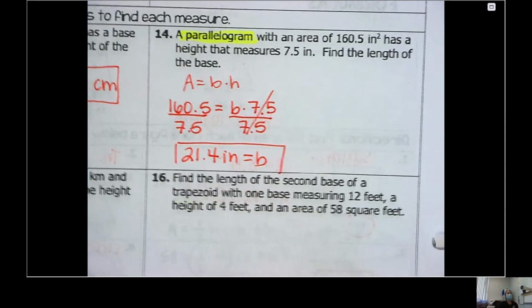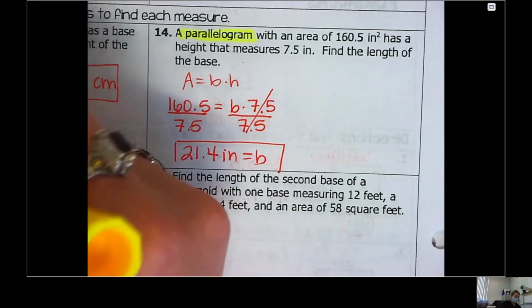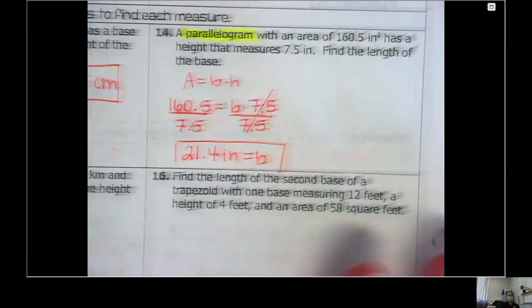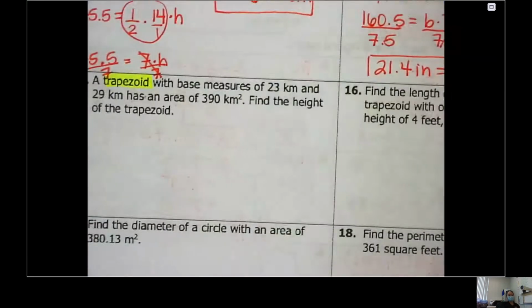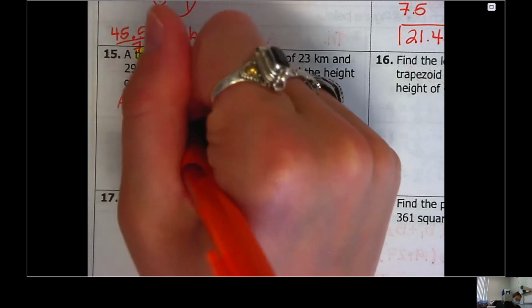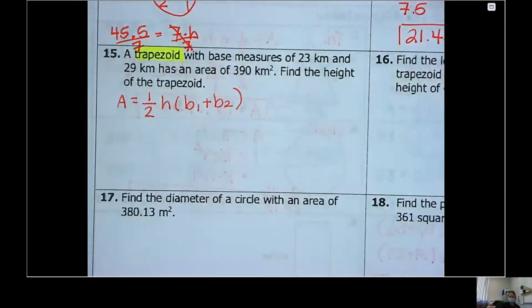Okay. Number 15. A trapezoid with base measures of 23 and 29 kilometers has an area of 390 kilometers squared. Find the height of the trapezoid. So what should I do first and foremost? Write the equation down. So we're looking at a trapezoid, so all I'm going to do is literally copy it from the front. Okay, area equals, was it 1/2 height, B1 plus B2, is that right? I hope so.